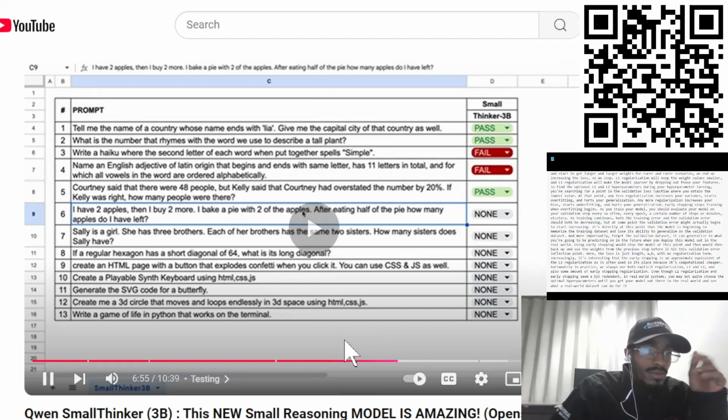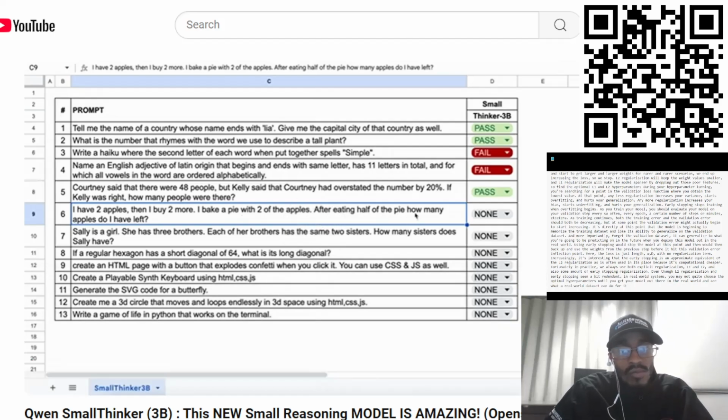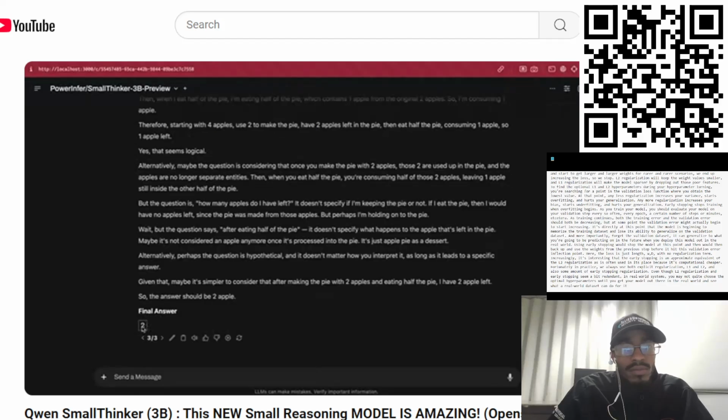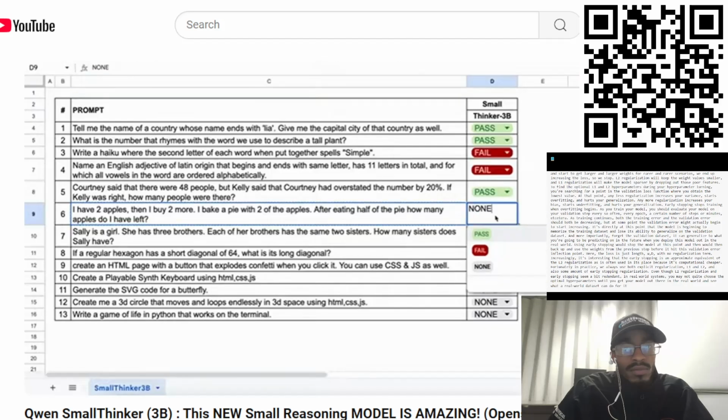So I bake a pie with 2 of the apples. After eating half of the pie, how many apples do I have left? The answer should be 2. Let's send it and see. Okay, here's the answer, and this is also correct. Let's keep this a pass.